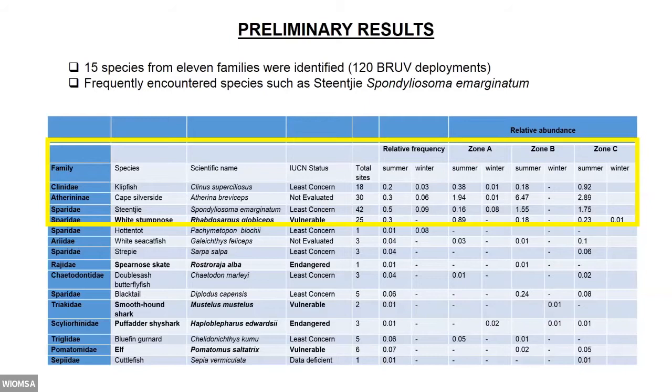The most frequently encountered species were confined in summer. As you can see on the table, I have circled it in yellow. And those zones that had a high relative abundance, I have circled them on the table with red, as you can see.